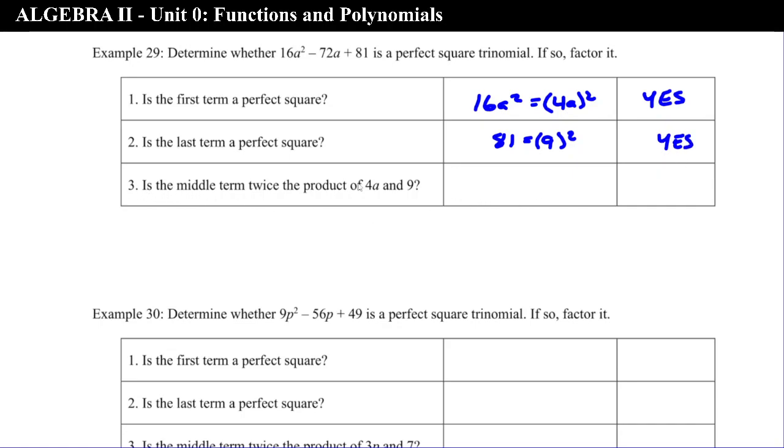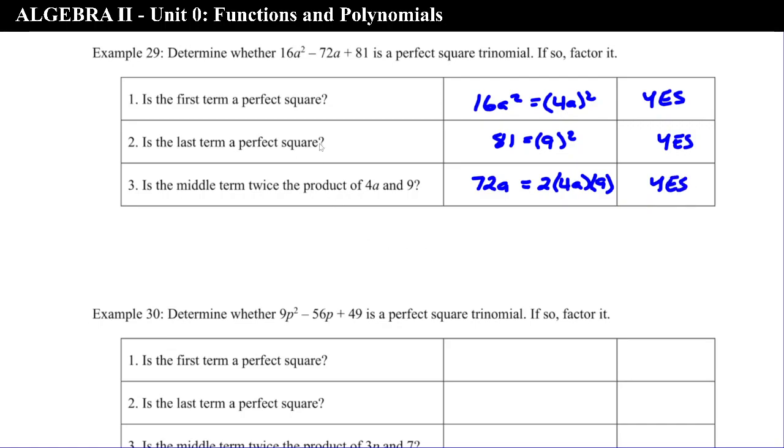And then finally, is the middle term twice the product of 4a and 9? So we've got 2 times 4a times 9. And what is that product? Well, 2 times 4 is 8. 8 times 9 is 72. And then you've got an a in there. So yes, the middle term is 72a. So you can say yes to that last one.